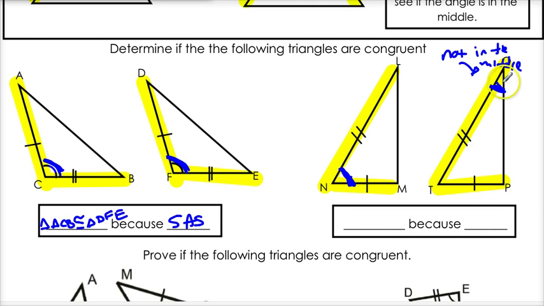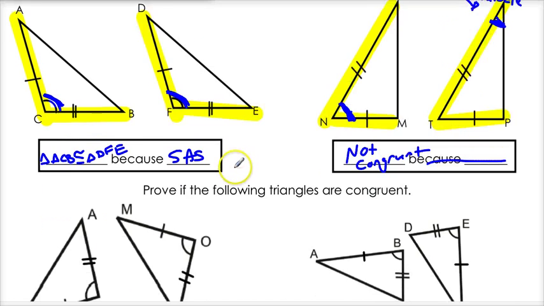This is actually side, side, angle. It has to be in the middle. So these are just not congruent. I don't even want to put a because. It's just not congruent. The angle has to be in between the two sides.